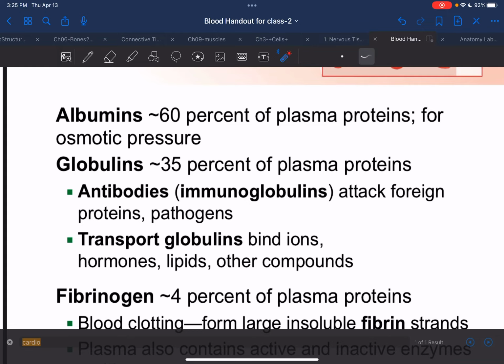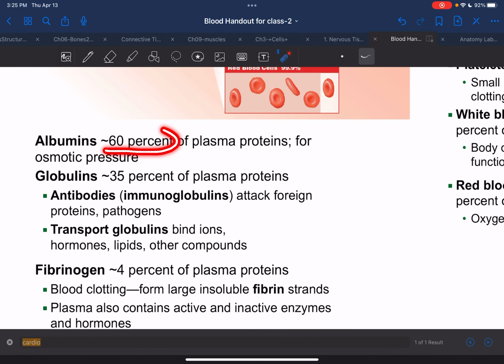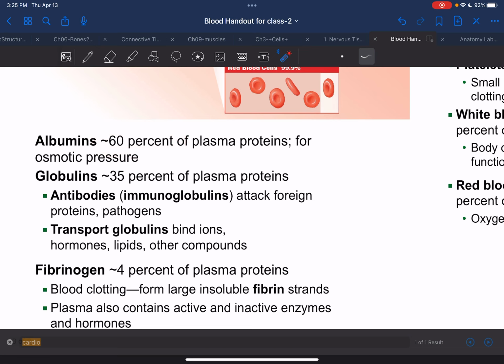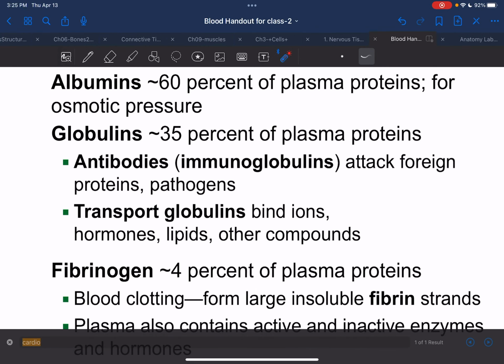And so albumins, being the most abundant, at 60%, we'll learn these percentages. Make sure we know this. Make sure we know globulins is 35%. And there are two categories of globulins.